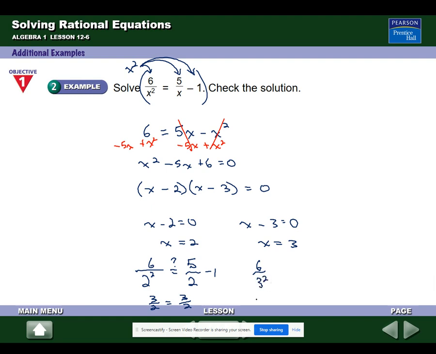I'm sorry, when I get low on this, it looks like I'm a 6-year-old writing. But I'm not 6 years old. 5 over 3 minus 1, wondering if these are equal. So this would be 6/9. That's 2/3. And 5/3 minus 1, which is like saying 5/3 minus 3/3, is in fact 2/3. They both check. Both of these are solutions.